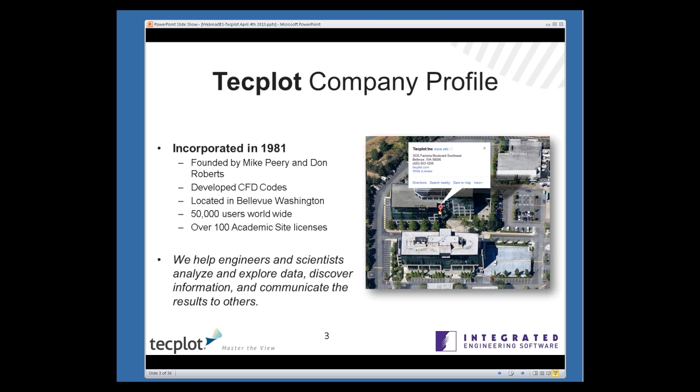One thing that came out of that was the development of Tecplot software, and that software is used for analyzing fluid dynamics results and other test and simulation data. Today, we have over 50,000 users worldwide and over 100 academic site licenses. Domestically, if you look at the top 25 engineering schools, we have site licenses at about 85% of them. Our main mission is to help scientists and engineers explore data, discover information, and communicate results. Next slide, please.